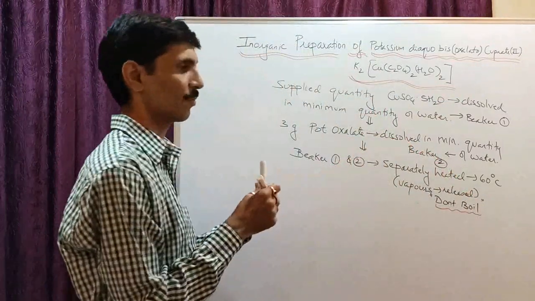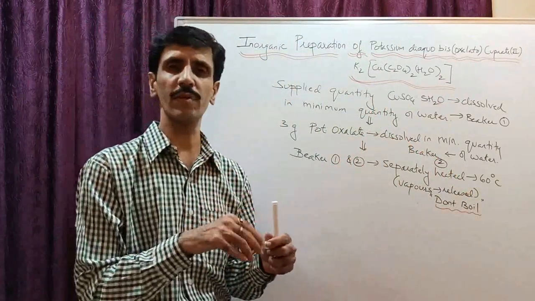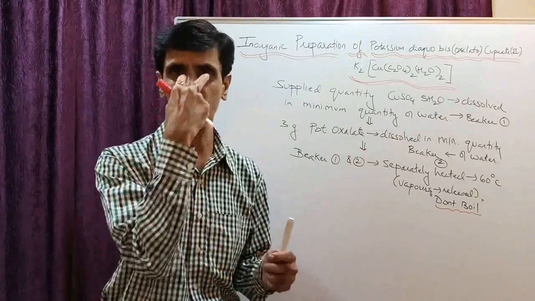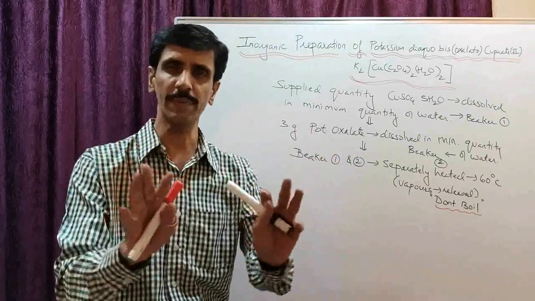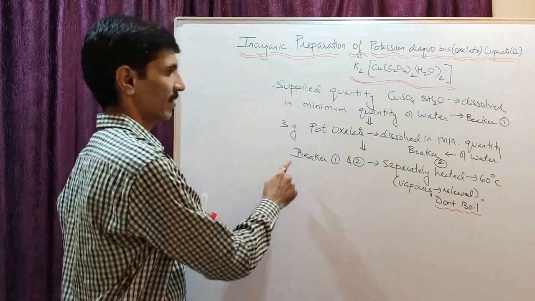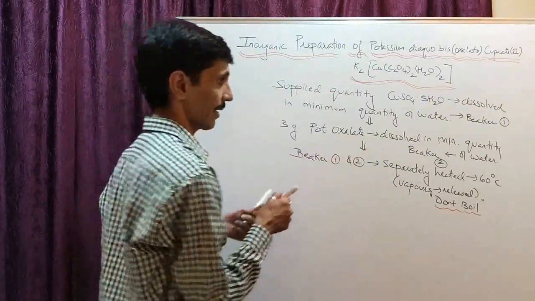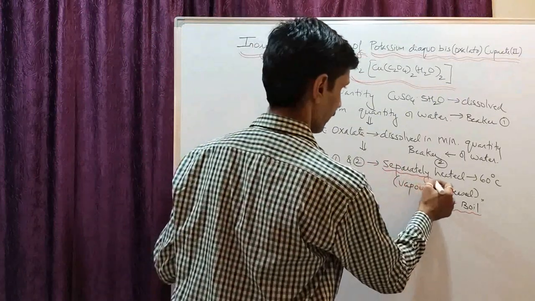Ab 60 degrees Celsius mein approx bola hai. Please don't ask for a thermometer. Okay, आप अपनी आंखों से देख सकते हो ना कि vapors are coming out or not. बस vapors आए, stop ही दे. ठीक है? So this is separately. Okay, ये भी याद रखिएगा. It is to be separately heated.